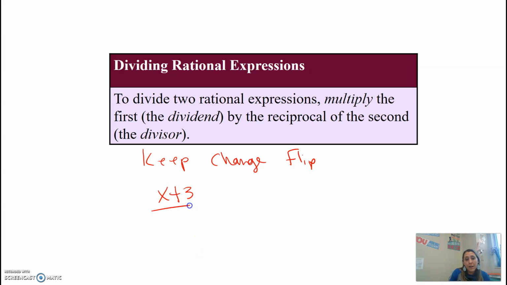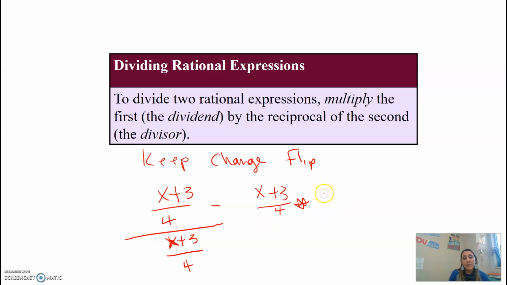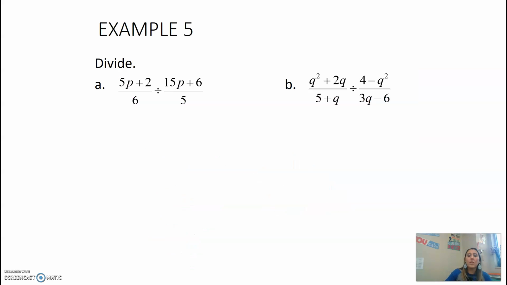You could have x plus 3 over 4, and then we could say divided by x plus 3 divided by 4. Okay, so if we do that, that would be rewritten as keep the first one the same, change the sign to multiplication. That bar right there means divided by, keep it the same, and then flip the second fraction, x plus 3. And then it's just a multiplication problem. We could deal with that. So let's go ahead and try it.